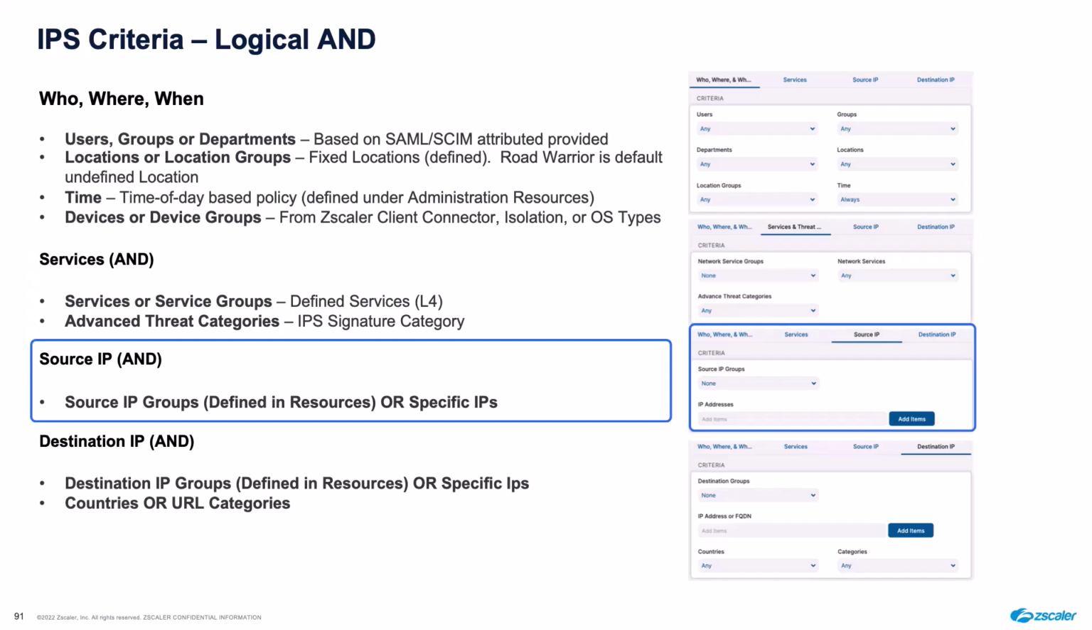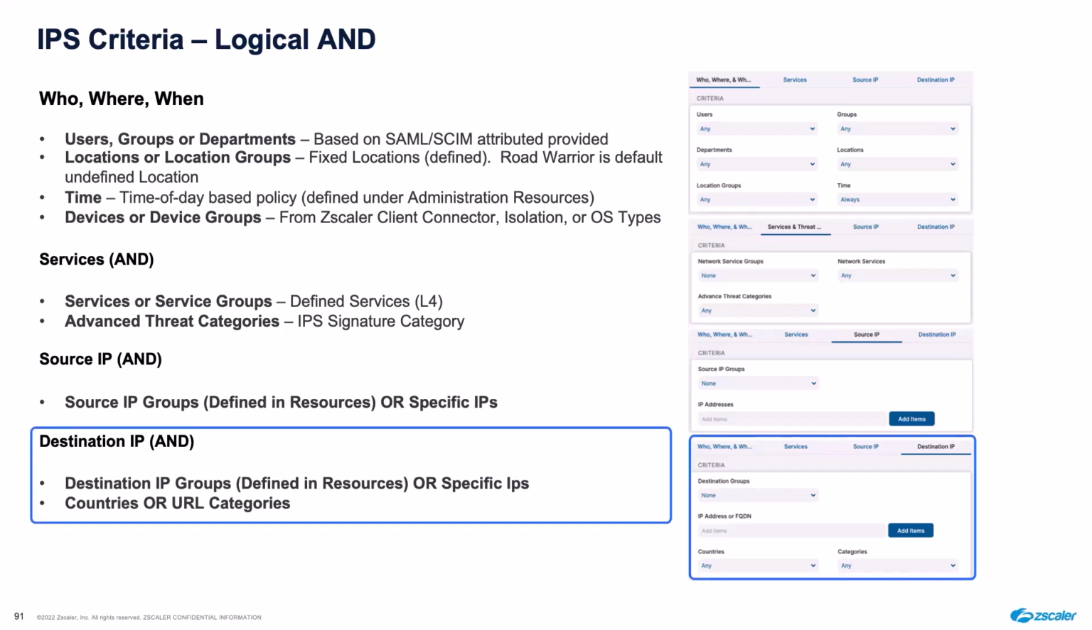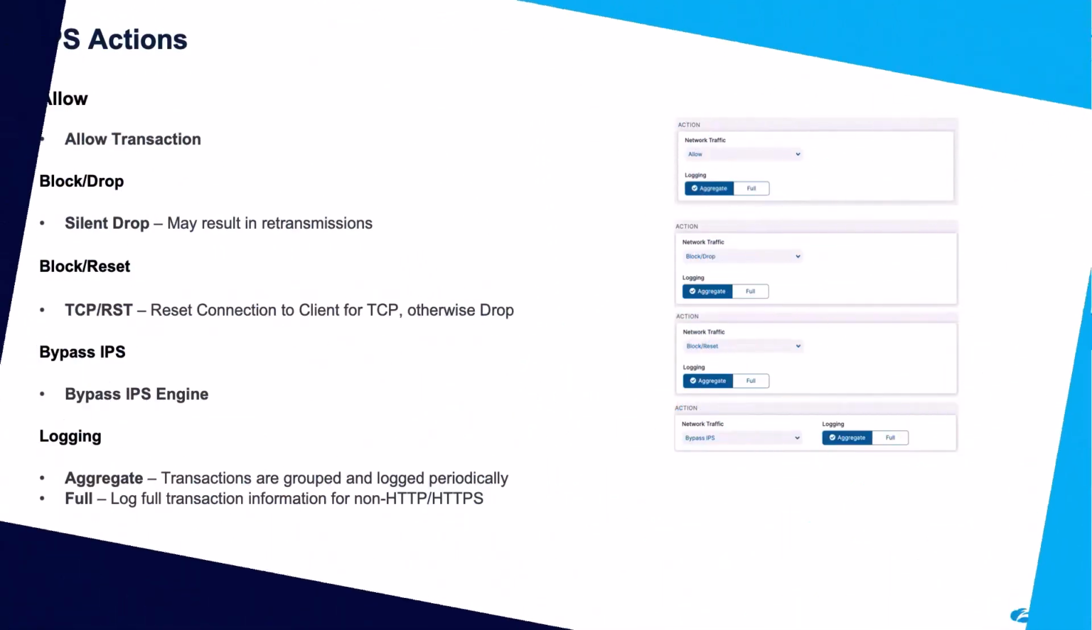Create a rule then based on the source IP, again logically ANDed with the other rules. Again, source IP groups defined in resources or specific IPs created for this rule. And then the destination IP again is a logical AND for all of the other criteria. It's an IP group that's defined in resources or specific IP addresses entered in this rule, and may also include countries or URL categories.